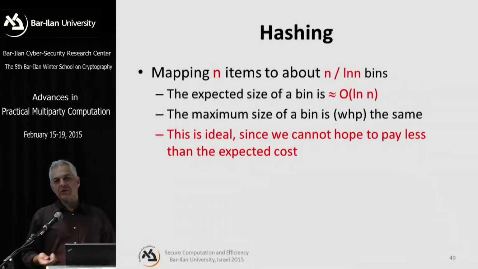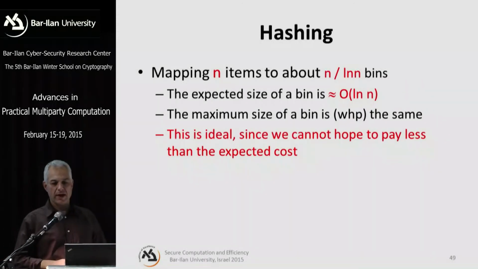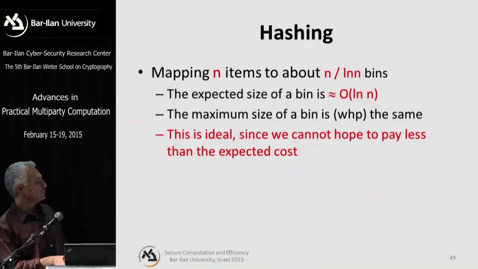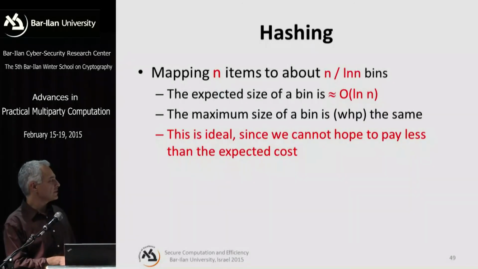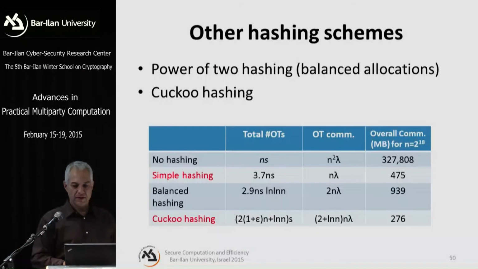Okay, but you can do better hashing. For instance, if you map n items to n over log n bins, the expected size of a bin is order of log n, obviously. And also the maximum size of a bin is with high probability the same, also order of log n. So this is ideal. This high probability here is not that high, but suppose that it's high enough. And then we can attempt to see what's happening.